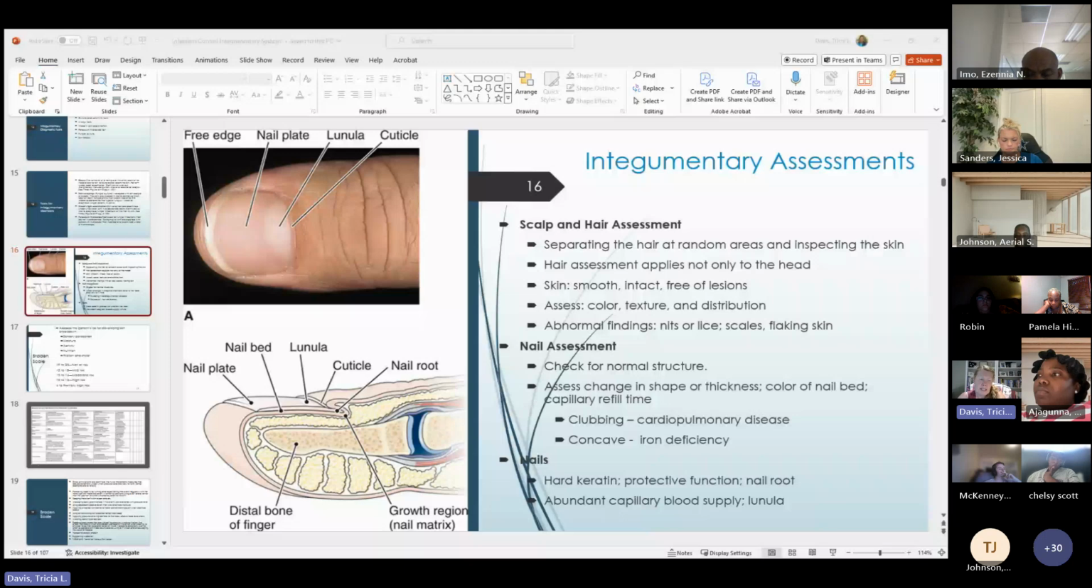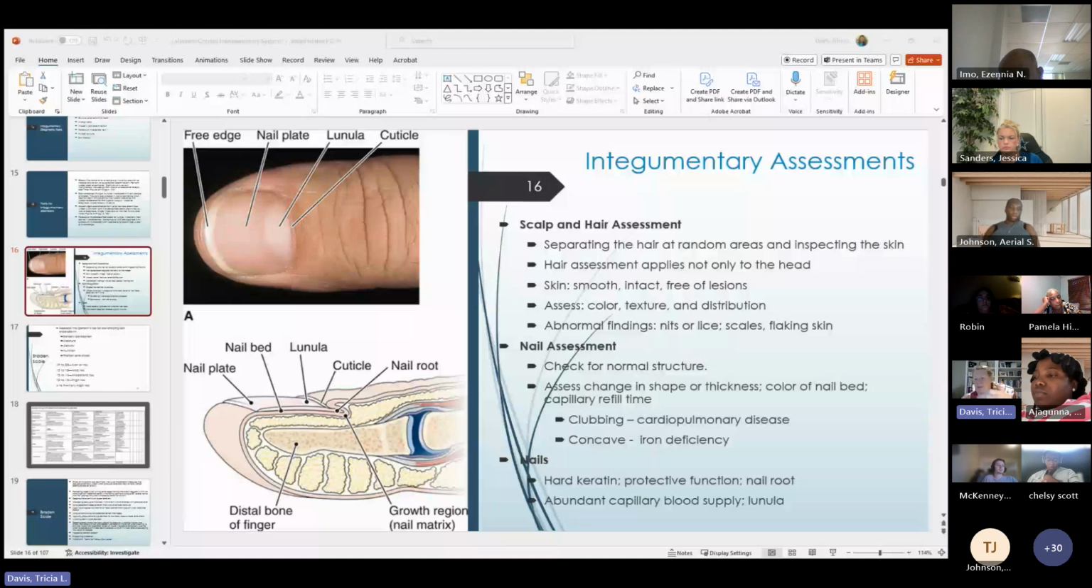When we are doing a skin assessment, we're always looking at the color of our skin. What color is their skin normally? Is it normal for their ethnicity? Is it blue? Is it purple? Are they cyanotic? What's going on with this patient? What's the texture of their skin? Is their skin swollen? Is it very, very dry? And then looking at the distribution on the body of the skin as well.